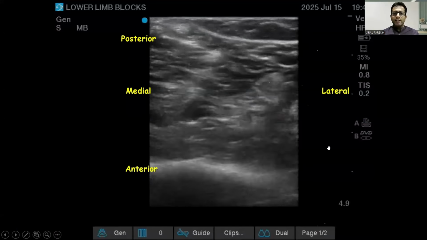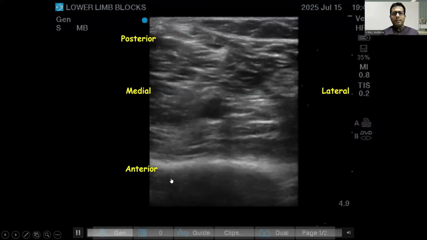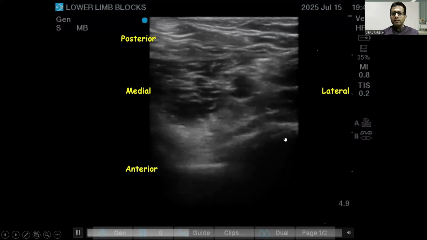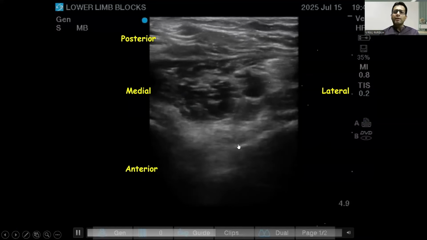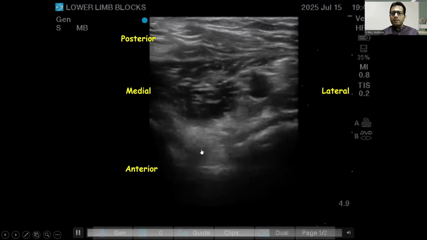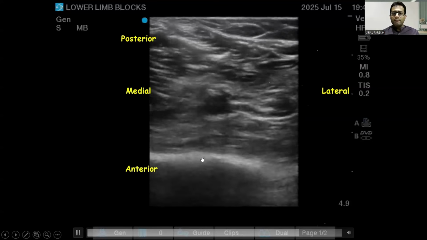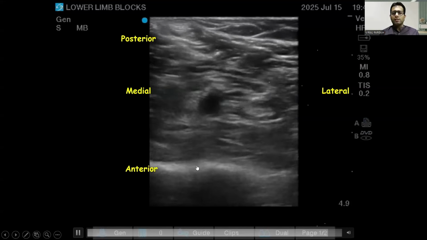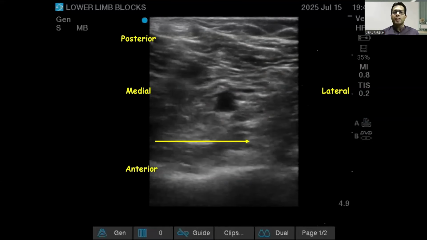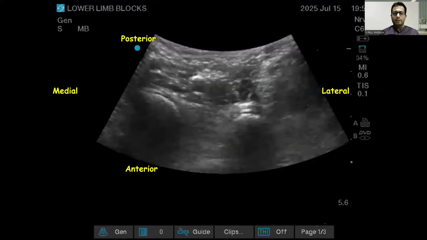So this is a scan with a linear probe, as we can see. This is the posterior component, this is the anterior. These are the two condyles of the femur. As I move my probe cranially, the appearance of the condyles will change to a continuous hyperechoic straight line, which is the posterior shaft of the femur. The needle is inserted either from the lateral or the medial aspect.